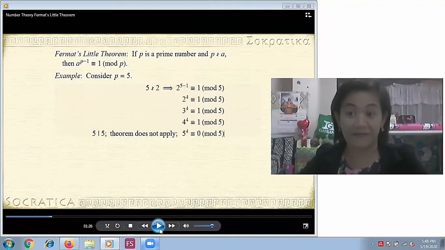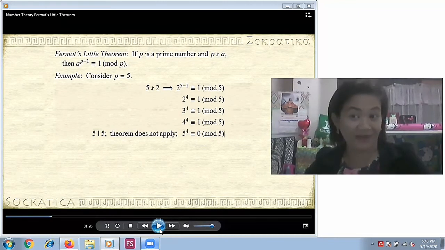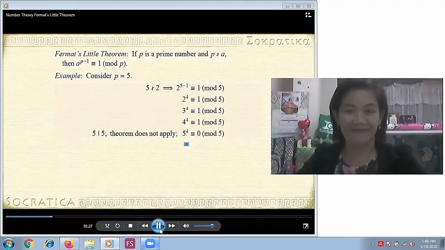125. Remainder. What is the remainder? No remainder. That's 0. Okay, so that is congruent to 0 mod 5. So the theorem there does not apply. Okay, so let's keep going.